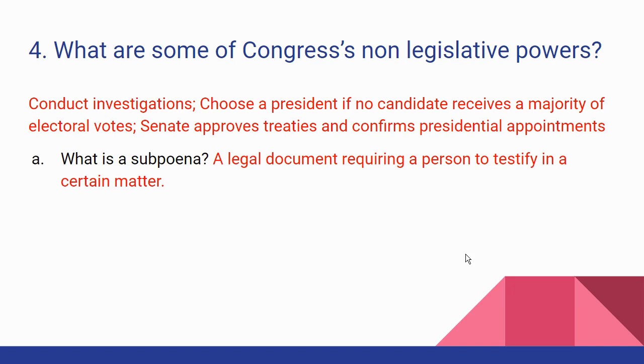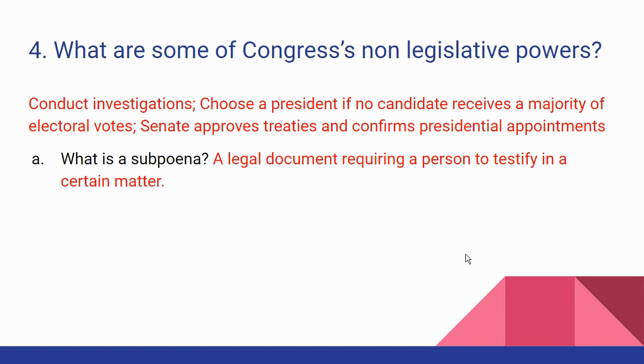What is a subpoena? A subpoena is a legal document requiring a person to testify in a certain matter. So sometimes Congress will be doing oversight, and they'll be conducting investigations. And what they'll do is they will issue a subpoena to someone that will require that person legally to show up and testify before that committee or before Congress. And if they refuse to do that, then they can turn that over to the Attorney General, and the Attorney General could then pursue charges because it is illegal to defy a subpoena.